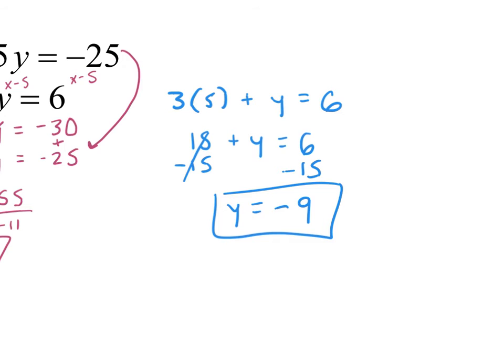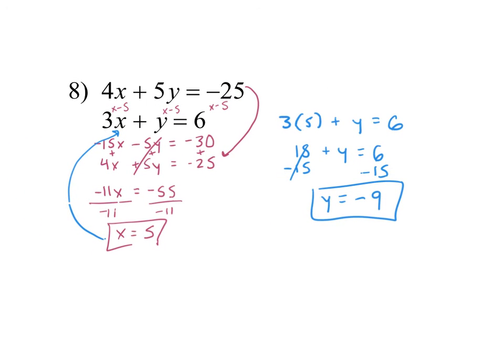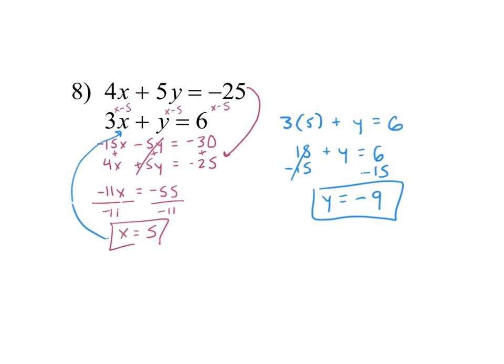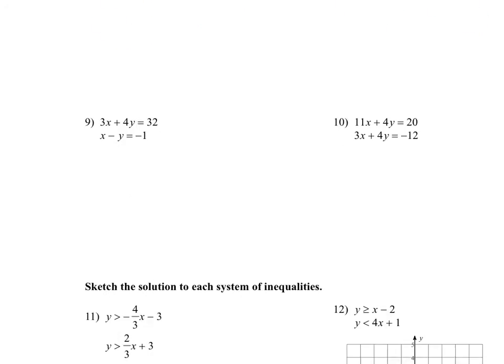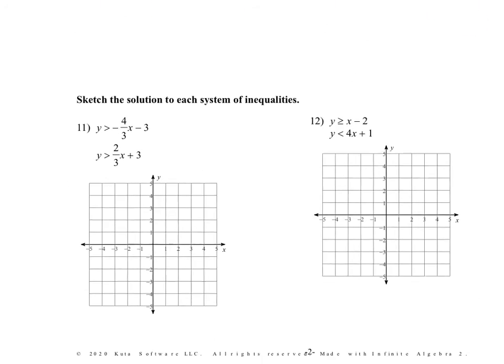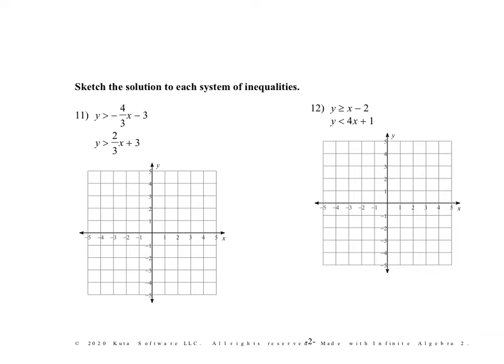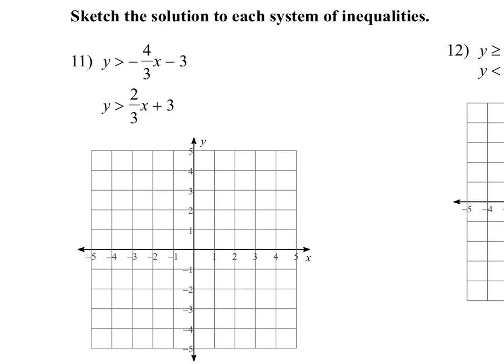So we got our answer for x and our answer for y. All right. Let's look at sketching the solution to each system of inequalities. So here we have two equations, so that means we need two graphs, but on the same one. Remember, since they're inequalities, we need to shade, and our answer is what's in common between the two.